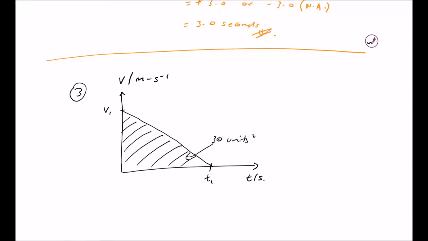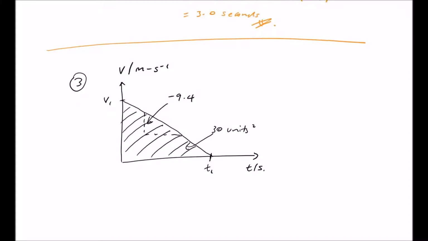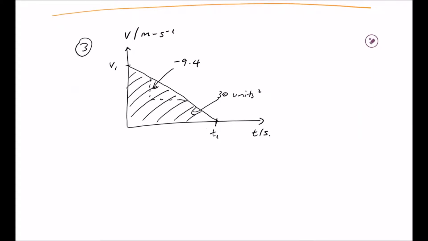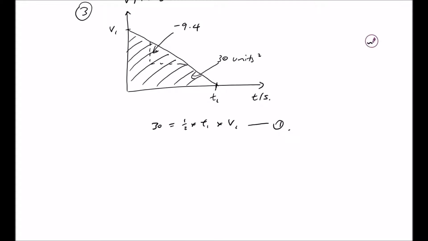because it's 30 meters, right? The skid marks are measured to be 30 meters long, and we know that the gradient of the velocity time graph is minus 9.4. That's the deceleration. So again, we know that the area under the graph is the total distance traveled before the car comes to a stop. So 30 equals half times t1 times v1, just as in the previous question. Okay, so this is equation 1.